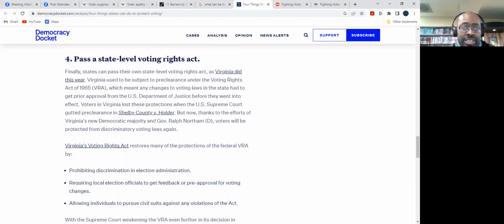But now, thanks to the efforts of Virginia's new Democratic majority and Governor Ralph Northam, voters will be protected from discriminatory voting laws. So Virginia passed their own Voting Rights Act, which clearly bypassed what the Supreme Court had done in 2013. If that's something that you want to advocate in your state, I definitely encourage you to do so.